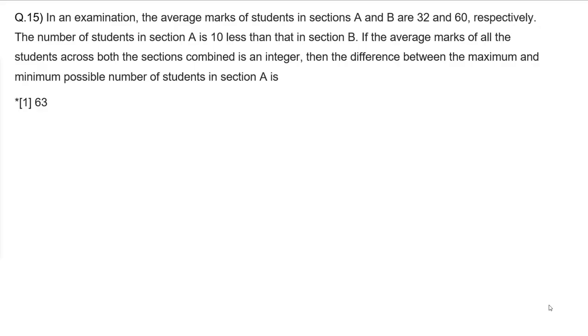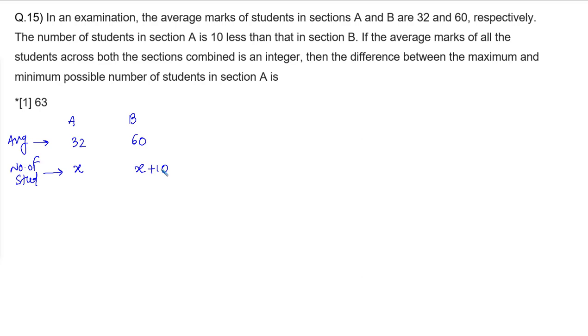Question number 15. In an examination, the average marks of students in section A and B are 32 and 60 respectively. And the number of students in section A is 10 less than section B. Number of students in section A is X, so the number of students in section B becomes X plus 10.